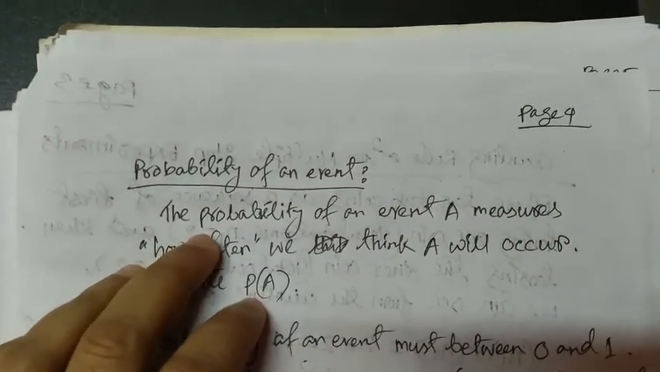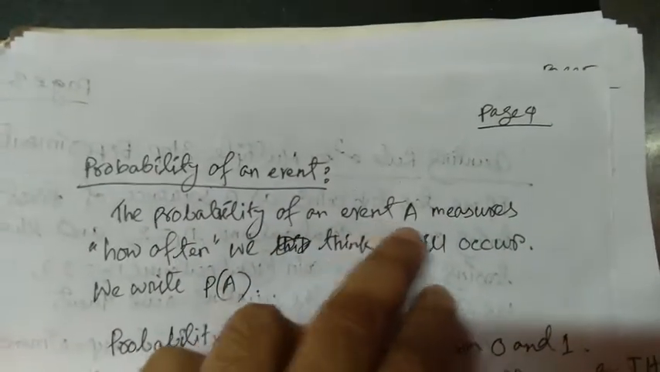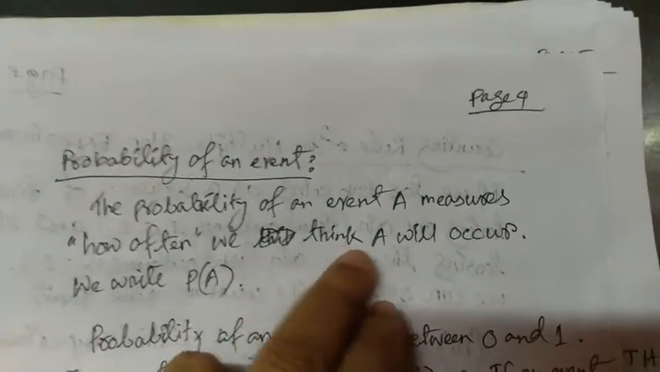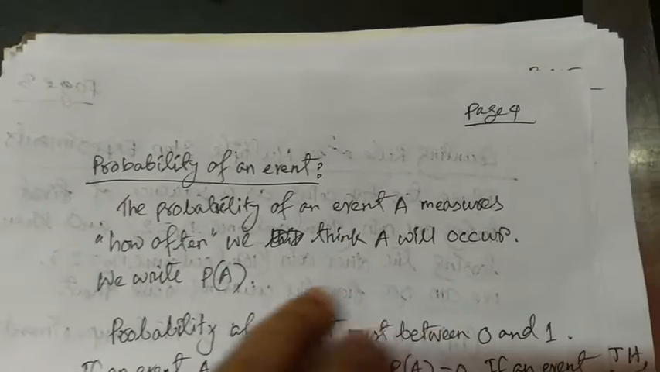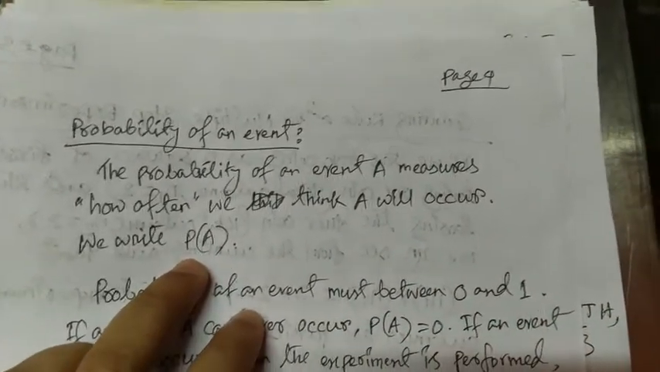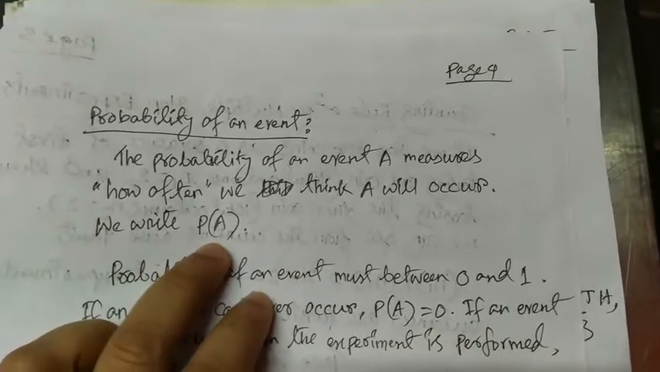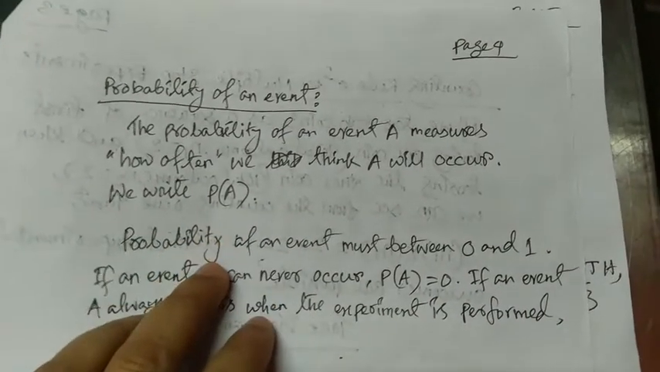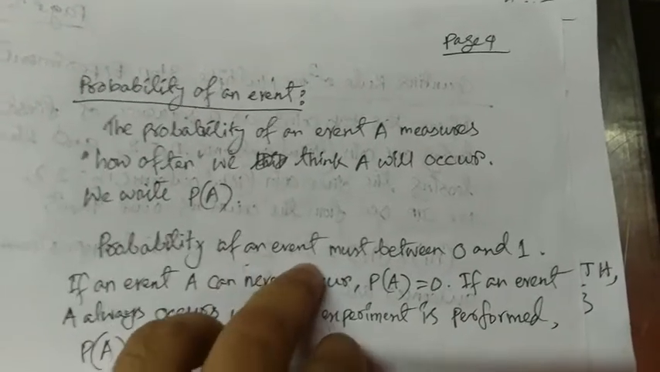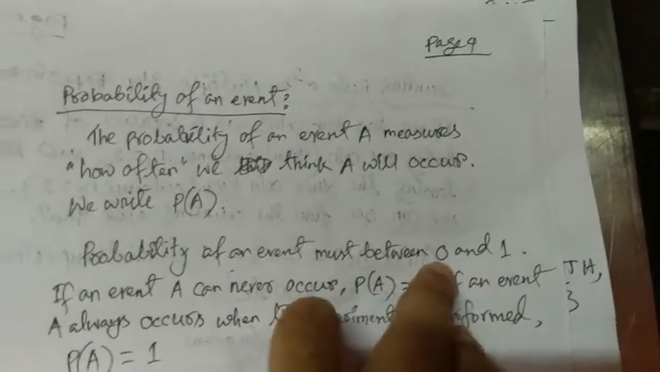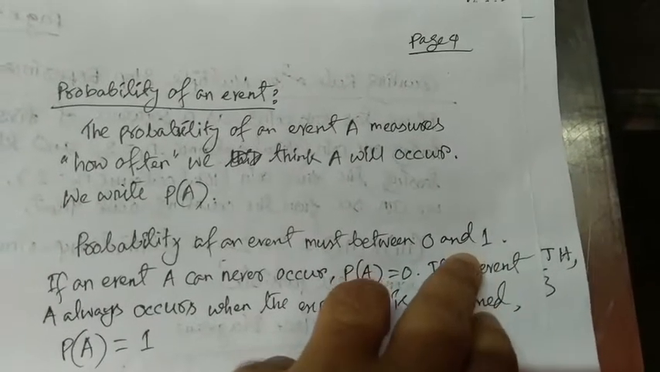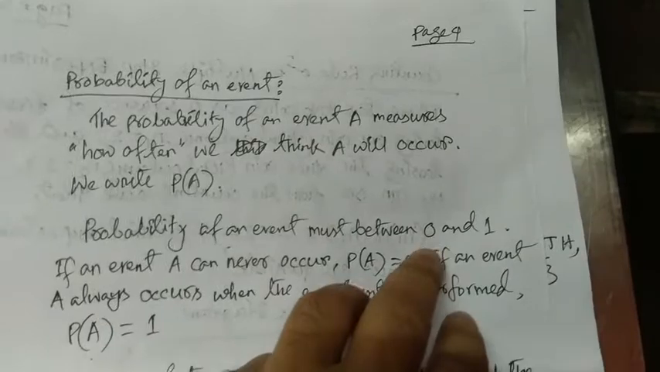Probability of an event. The probability of an event A measures how often we think A will occur. We write probability of A as P(A). The probability of an event must be between 0 and 1. That means the maximum probability can be 1 and the lowest probability can be 0.